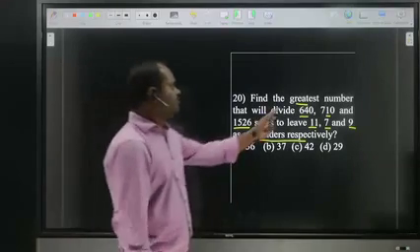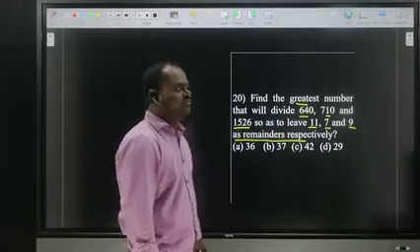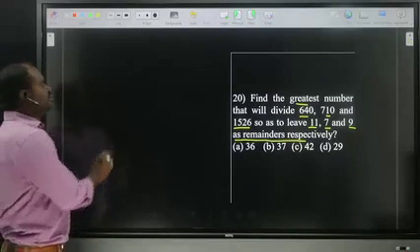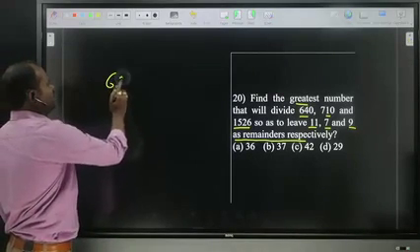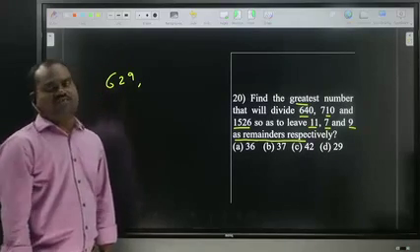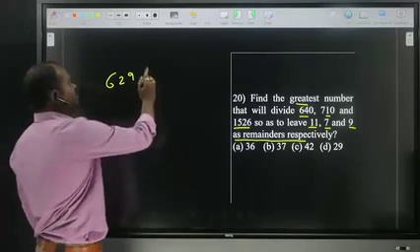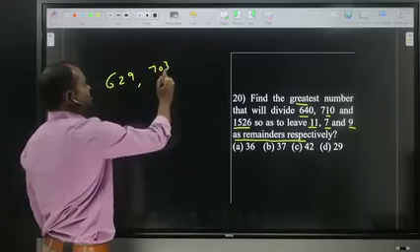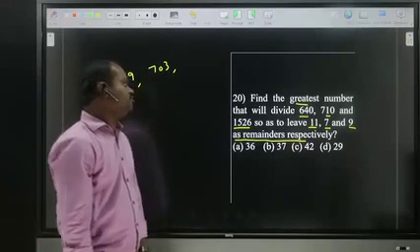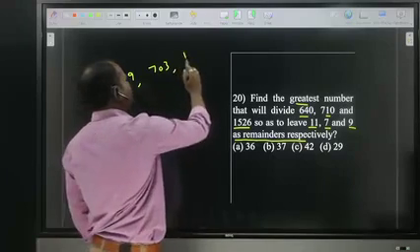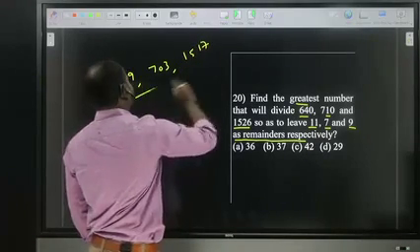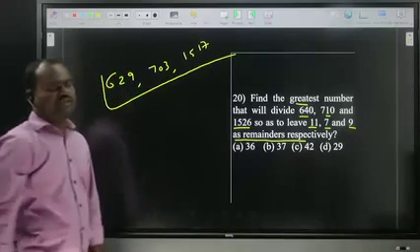640 minus 11 is 629. Next, 710 minus 7 is 703. Next, 1526 minus 9 is 1517. For these we should take the HCF.